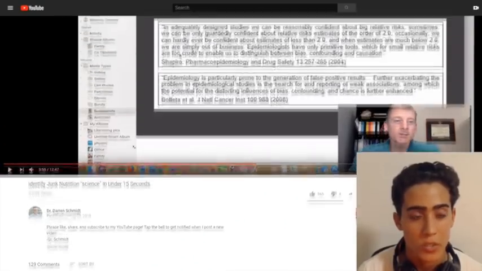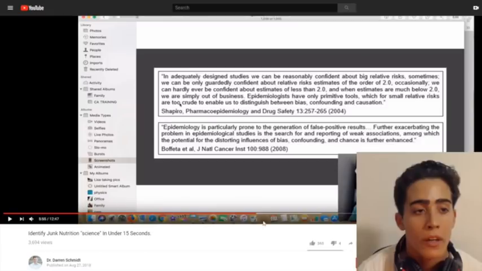Do you understand what relative risk is? I was like, the relative risk is way too low. And this is why. In adequately designed studies, we can be reasonably confident about big relative risks. Sometimes we can only be guardedly confident about relative risk estimates of the order of 2.0. Occasionally, we can hardly ever be confident about estimates of less than 2.0. And when estimates are much below 2.0, we are simply out of business.